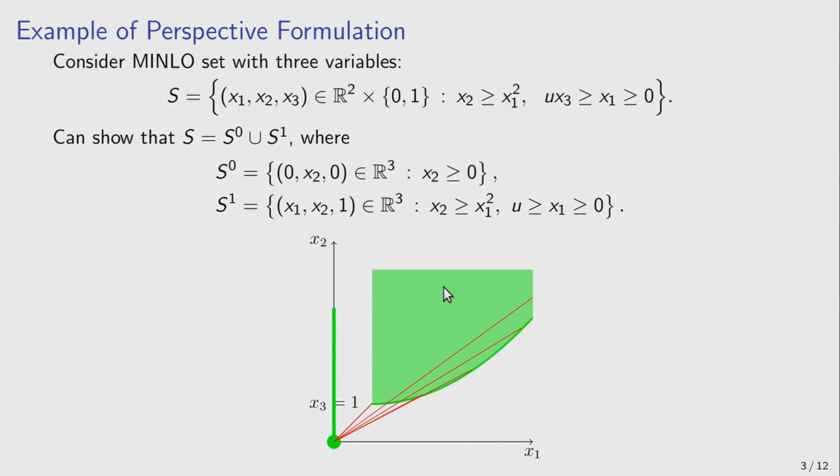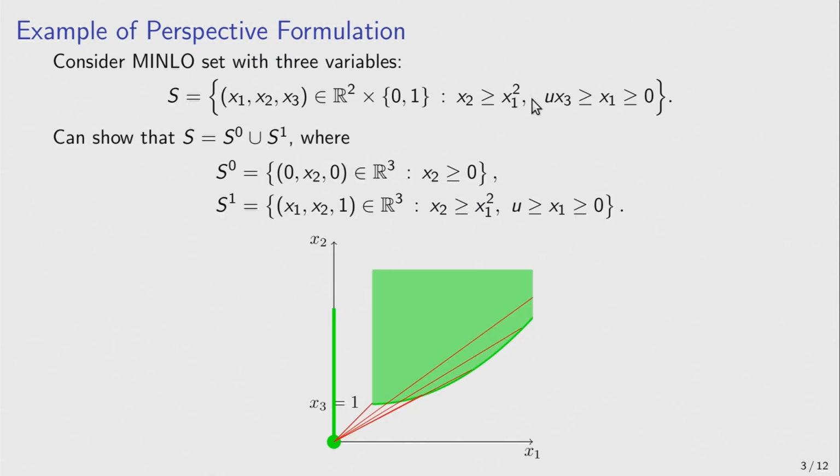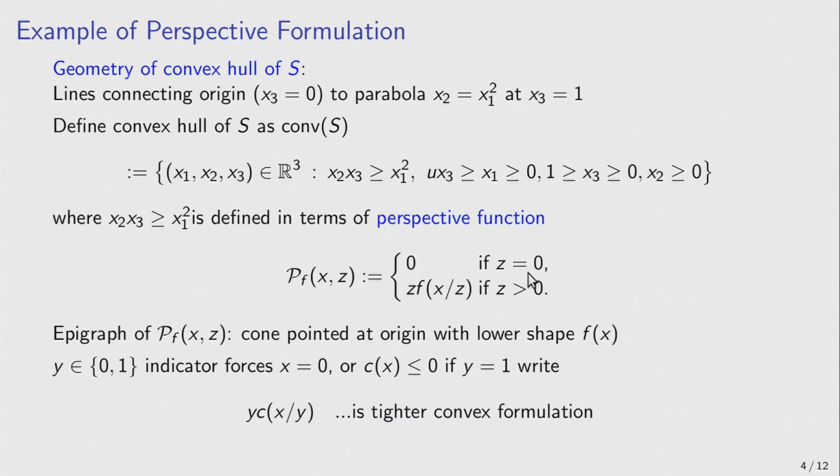Okay, so how can we derive convex formulations or cuts for these problems? We've seen this before. What we want to do is connect the origin and this parabola at x3 equal 1. This was indicated here by these red lines. So we want to find the convex hull of these two sets by connecting this origin and these lines that are moving up here. If we can do that, then we have the convex hull. And it turns out that in this case, the convex hull can be written equivalently as this set here. And you can check that.